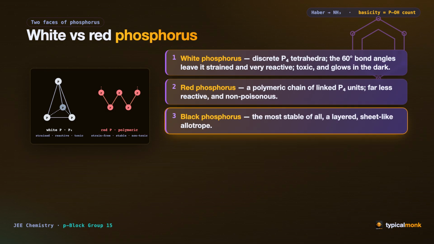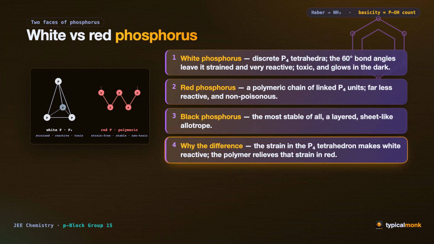Black phosphorus, the most stable allotrope of all, is a layered, sheet-like form. And why the difference? The strain locked inside the P4 tetrahedron makes white phosphorus reactive. The polymer relieves that strain, and so red is calm.